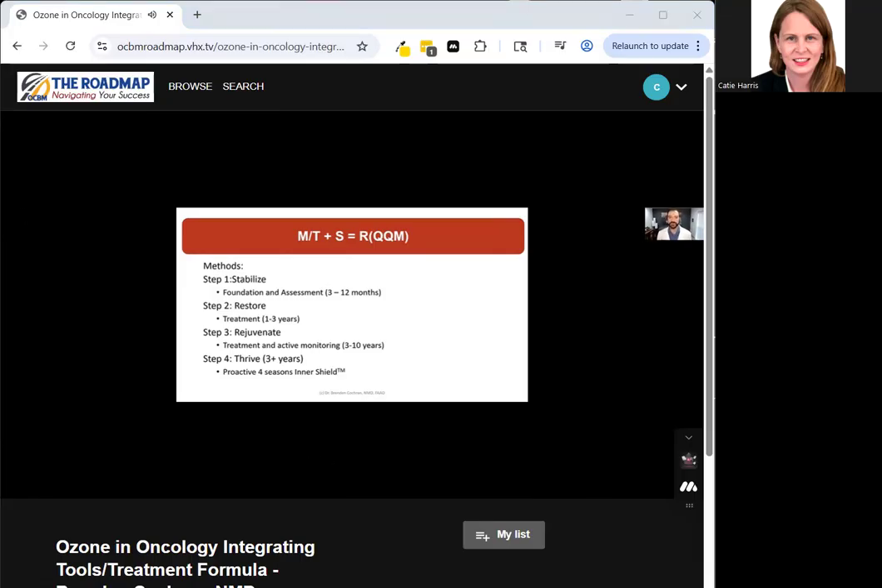And step 3 is usually 3 to 10 years. And then the proactive strategy really happens about 3 years plus. Now, why step 3, 3 to 10, and why 3 plus for Thrive? Some people are never going to make it to step 4. They are not going to thrive. They are not interested in getting to this level of health, and that's fine. So they may only be in the rejuvenate section, and that may be 3 years before they're ready to go to Thrive.